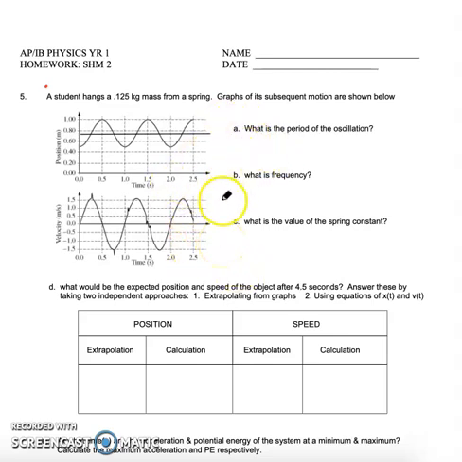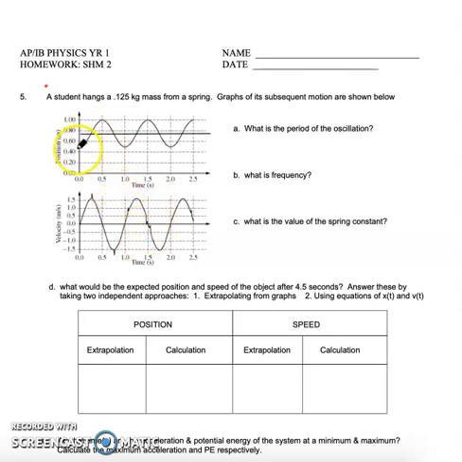So the first ones are pretty straightforward. What's the period, what's the frequency, and then what's the value of the spring constant? So how would we get that from these graphs? Well, we won't use the y-axis because that's either position or velocity, but we can see that period or time is along the x-axis for both. So always check that on these graphs because sometimes it could be position.